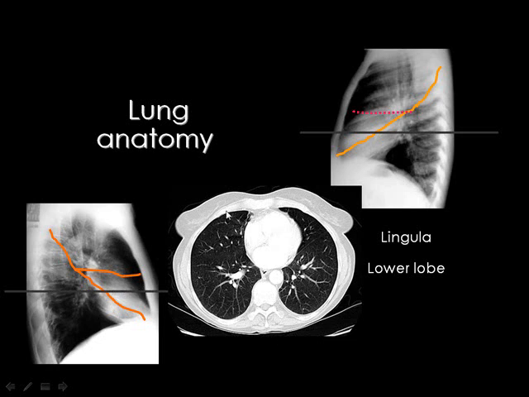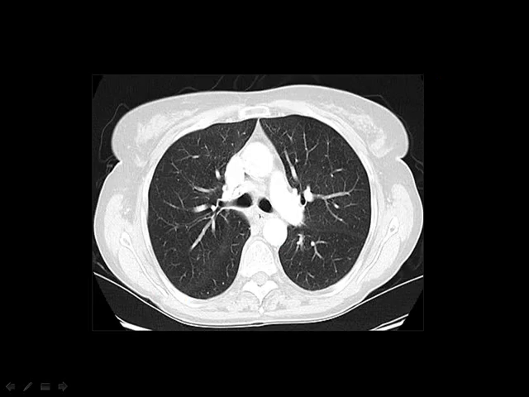Then if we come to the CT section, we can draw a line separating the anterior third from the posterior 2/3. The anterior third on the left side is the lingula. The anterior third on the right side is the middle lobe. The posterior thirds on the left and right belong to the lower lobe.